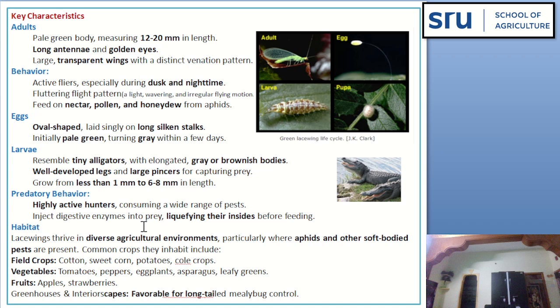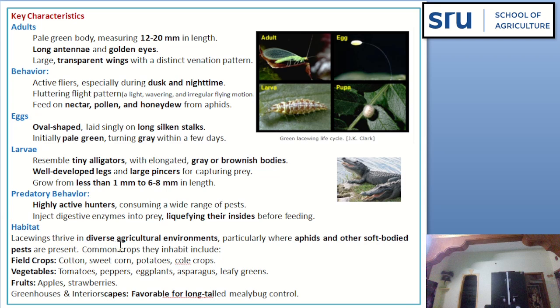Predatory behavior: these are highly active hunters and consume a wide range of pests. They inject digestive enzymes into the prey, liquefying the inside before feeding. That is, they do extra-intestinal digestion and then absorb that liquefied food.